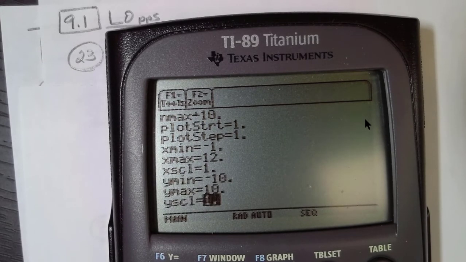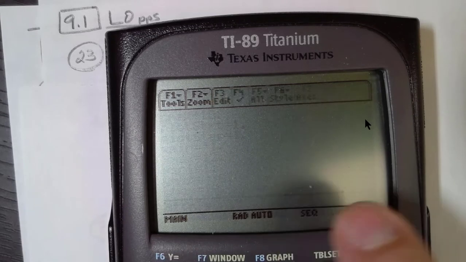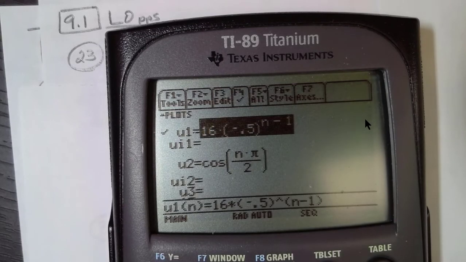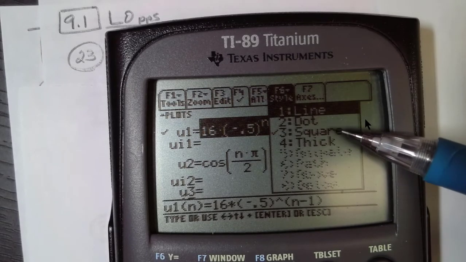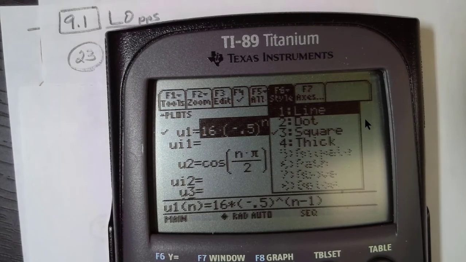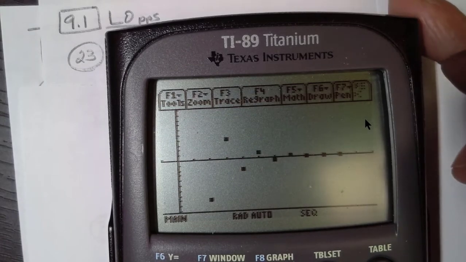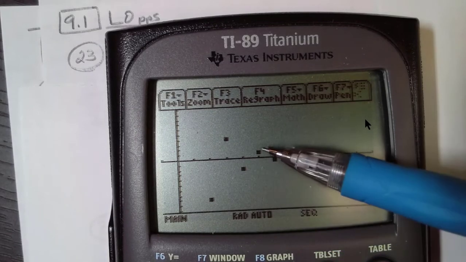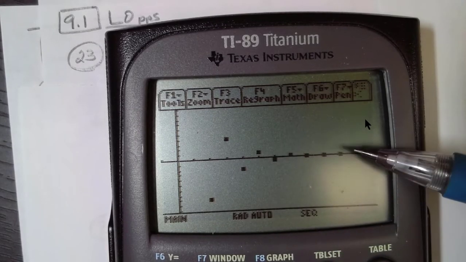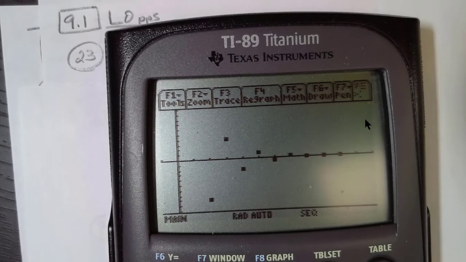Okay, and going back to my y equals, I like to look at my style. I like these in little squares. You can do dots, but squares are better because you can see them. All right, so let's look at the graph. Okay, look at what is happening. My sequence, okay, so we get the nth term going to 0.